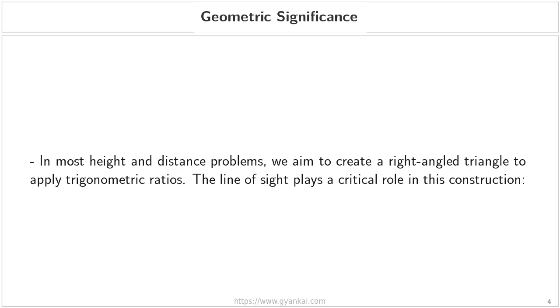Geometric significance. Now that we understand what the line of sight is, let's look at why it is so important when we actually start solving math problems. In most height and distance problems, our ultimate goal is to create a right-angled triangle. Why? Because once we have a right-angled triangle, we can use our trigonometric ratios, like sine, cosine, and tangent, to find unknown values. The line of sight plays a critical role in constructing this triangle.